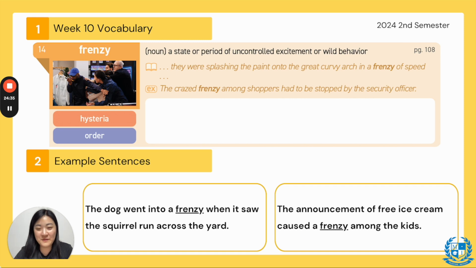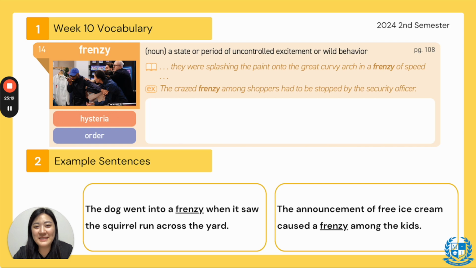Number 14, last word for novel. Everyone say frenzy. Frenzy. It's hysteria. That's the synonym. And the antonym is order. It's a noun and it means a state or period of uncontrolled excitement or wild behavior. Meaning craziness. Yikes. In the book it says, they were splashing the paint onto the great curvy arch in a frenzy of speed. Yes, meaning just crazy behavior. It's all chaotic. The example, let's read together.